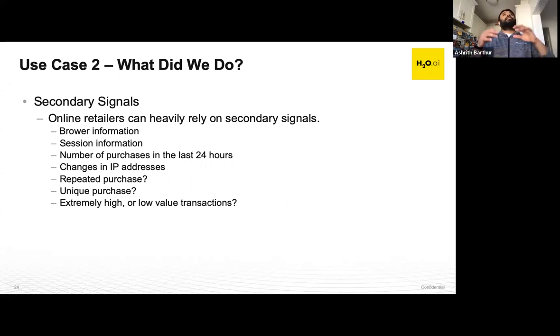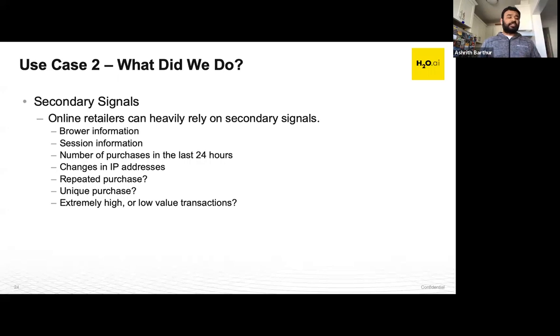So a transaction is not necessarily the information that you get from your credit card, or merely from any agency that's processing identity information and so on. If you are an online retailer, you yourself have access to this kind of information. You could use your browser information. You could use the session information that's happening from the system. Like, let's say, number of purchases in the last 24 hours. Is there a change of IP address for that matter? And repeated purchases, are there any unique purchases, any extremely high value purchases, and so on.